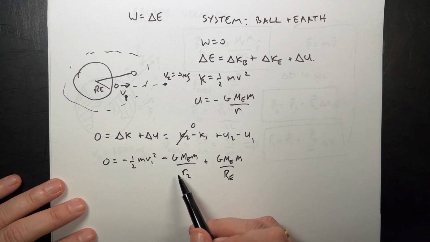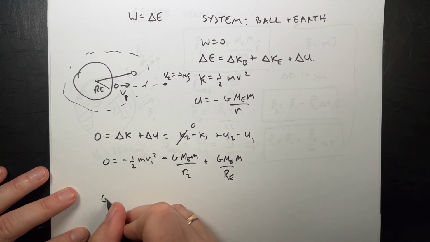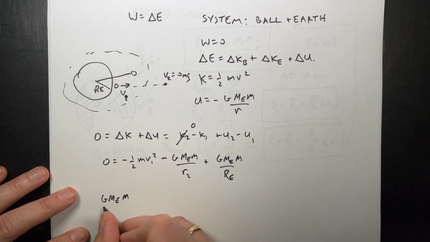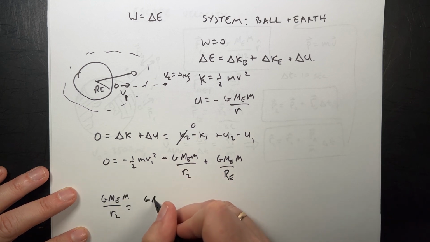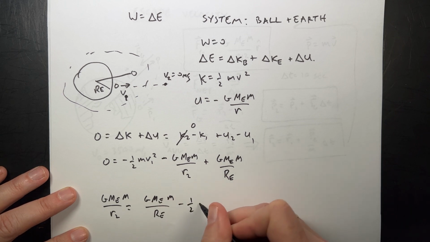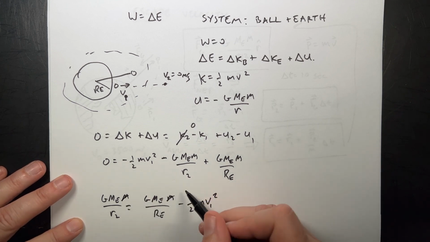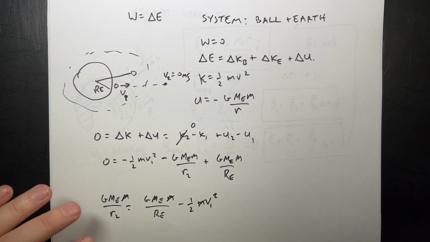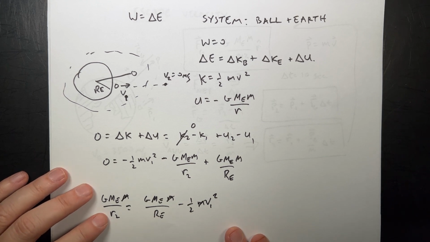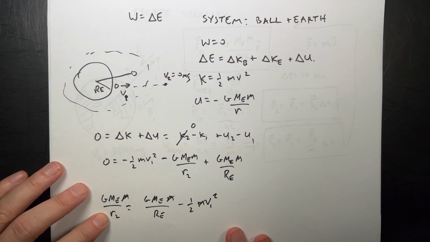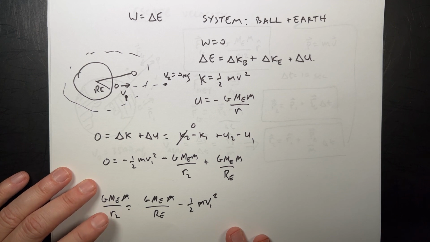So let's add this term to both sides, and I get G mass of the Earth times mass over R2 equals, and I'm going to change the order of these, G mass of the Earth times mass over the radius of the Earth minus 1/2 m v1 squared. Now, the first thing you should see is that these masses cancel. Now, I want to solve for R2. It's not completely trivial, but it's not impossible either. I'm just going to write this in a messy way, and then we can calculate this with Python, because I want to enter all those numbers.